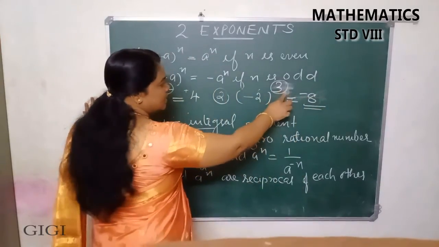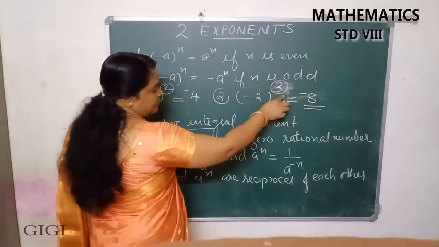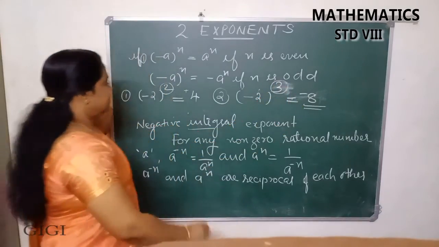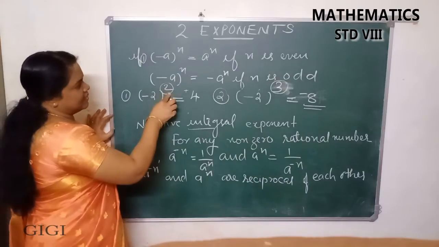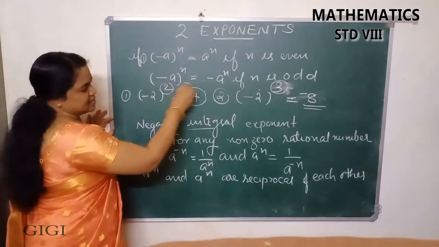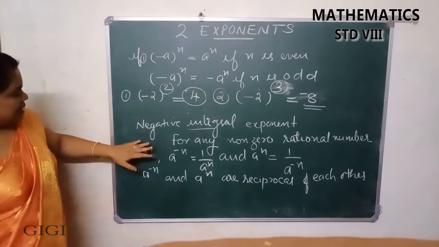If the power is odd, we get the answer in negative. And if the power is an even number, we get the answer in positive. This is to remember.